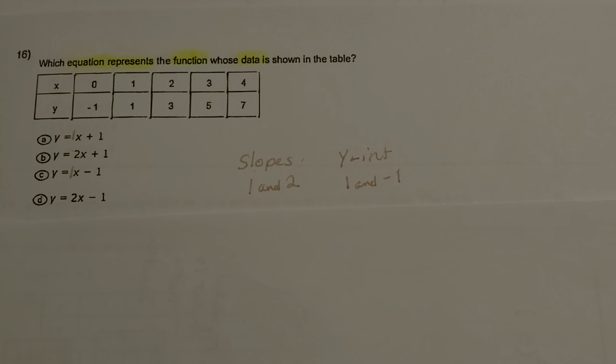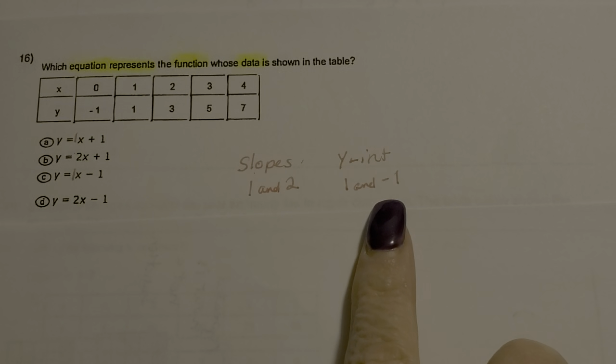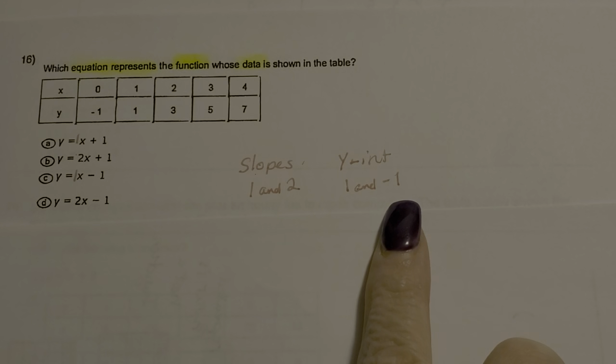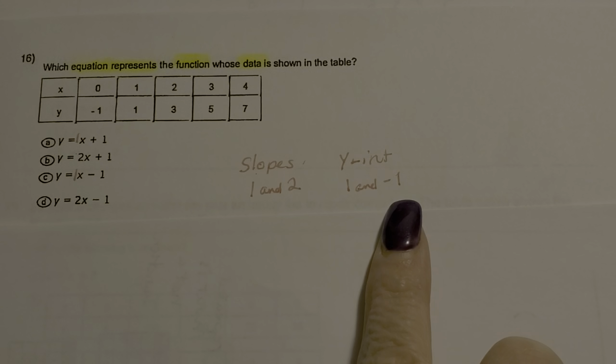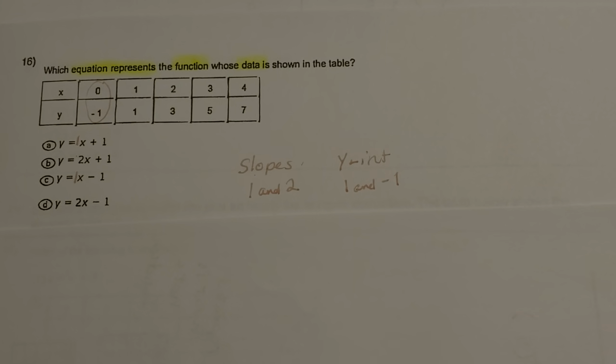Which equation represents the function whose data is shown in the table? This is what number 16 asks. We have 4 equations. We have slopes of 1 and 2 for our equations, and we have y-intercepts of 1 and -1. If we go to our table, we see our y-intercept, which is where x is 0, is -1.